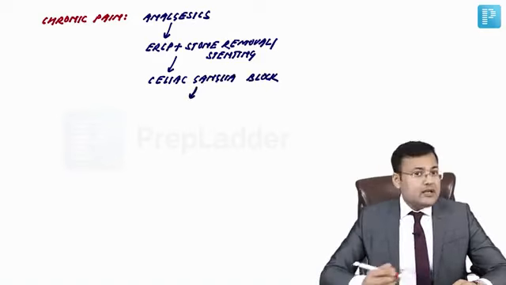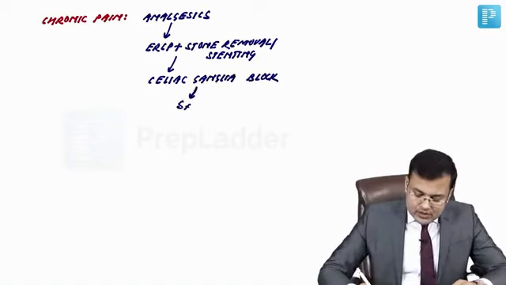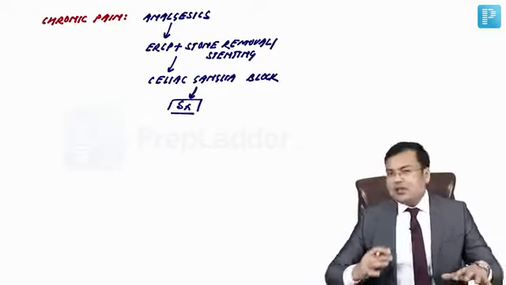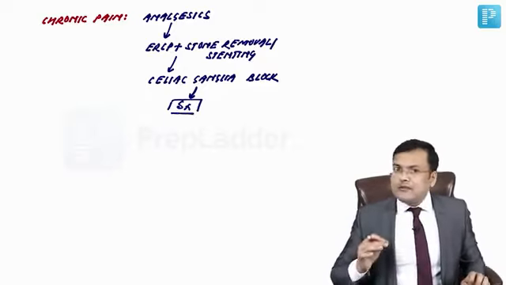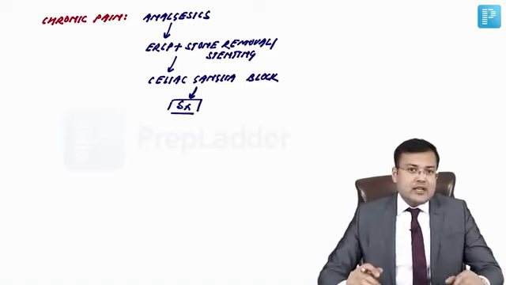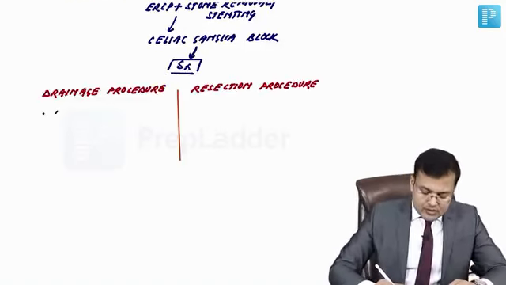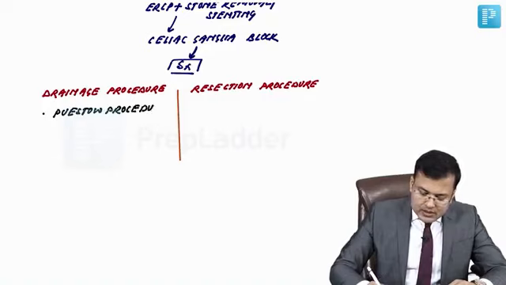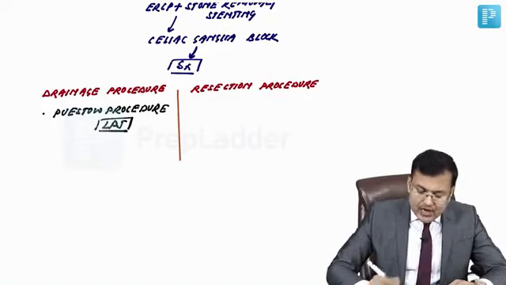Even after that, if there is no improvement, then we go for surgery. And what are the surgical interventions? We have two types of procedures. One is the drainage procedure and the second is the resection procedure. In the drainage procedure, we perform the Puestow procedure. What is this Puestow procedure? This is longitudinal pancreaticojejunostomy.